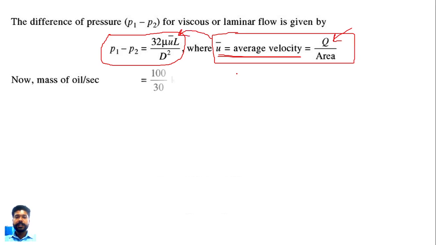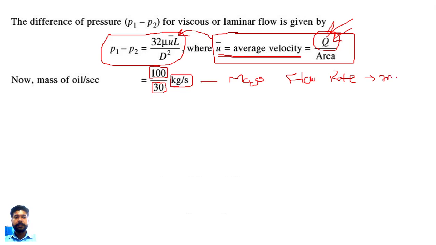Okay, so let's find out the u bar, but before that, we need to again find out this Q, that is your discharge. It is given that 100 kg of oil is collected in a tank in 30 seconds. So here it is kg per second, that is mass flow rate. But we need the volumetric flow rate, because the unit of volumetric flow rate is meter cube per second.